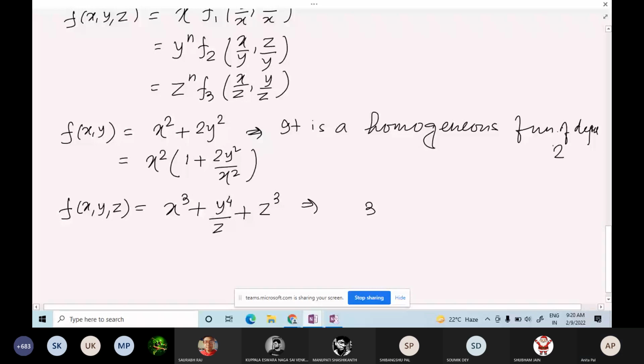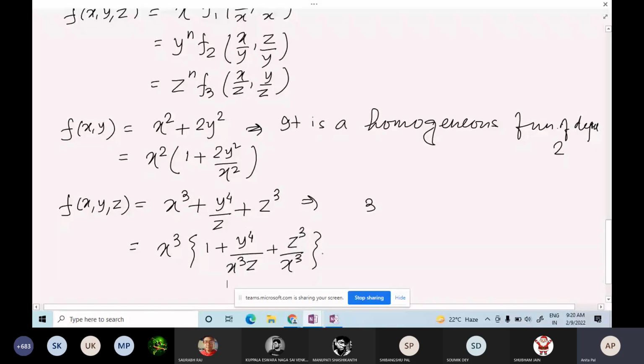Now for this one, I can write it this way: x cube, if I take common, 1 plus y^4 z by x cube plus z cube by x cube. I can write in this manner. So it is a homogeneous function of degree 3. I believe all of you understood what a homogeneous function is and how to express it. That is very clear.